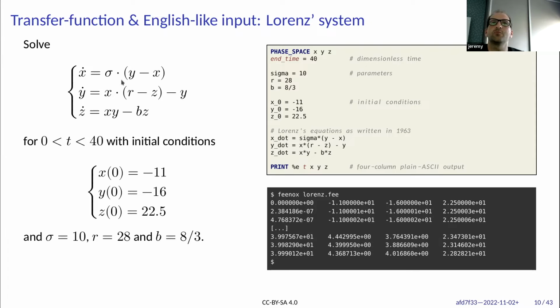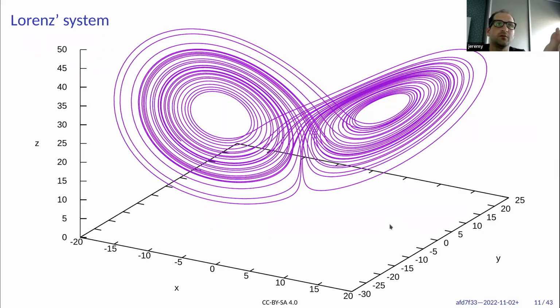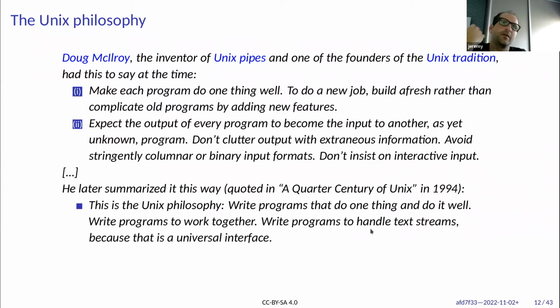So there's a one-to-one correspondence. The equations are here. The time is here. The initial conditions are here. The parameters are here. So if we run FeenoX with this input file, we get 4 columns, t, x, y, z. And then we can plot this and we get the output of the Lorenz system. So that means working as a transfer function. Reads input, writes output. Now, there's some philosophy behind it. It's the Unix philosophy in particular, which we didn't mention too much last week.